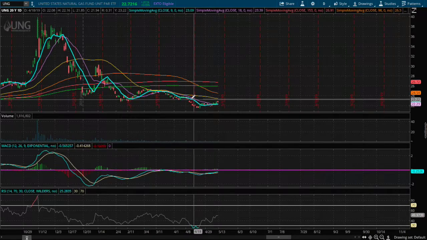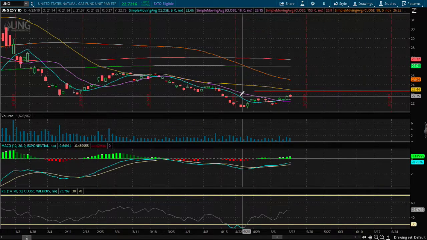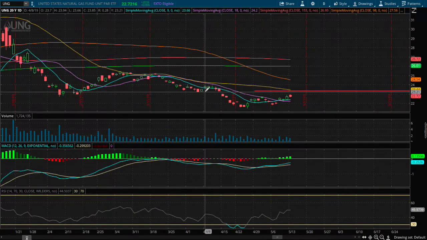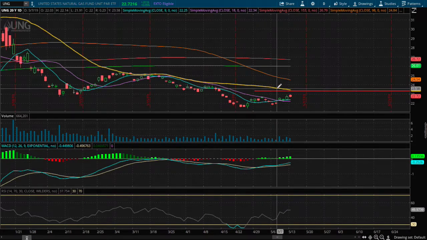That resistance on the 200 moving average in the 4-hour chart does coincide with past support and the 50-day moving average, so I would say this is a good resistance line.